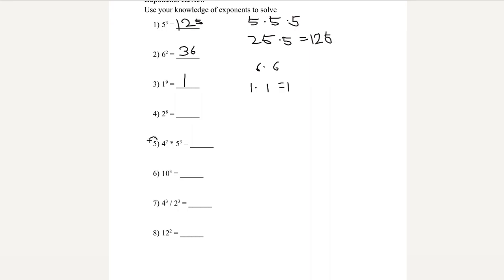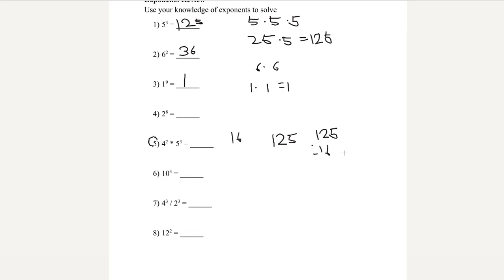Let's try number 5. We have 4 squared times 5 cubed. According to PEMDAS, we have to make sure to do our exponents first before we multiply. So let's do our exponents first. 4 squared is 16. 5 cubed is, I should believe, 75. Wait, no. It should be 125. My mistake. Then we're going to multiply those together, and let's see what we get.